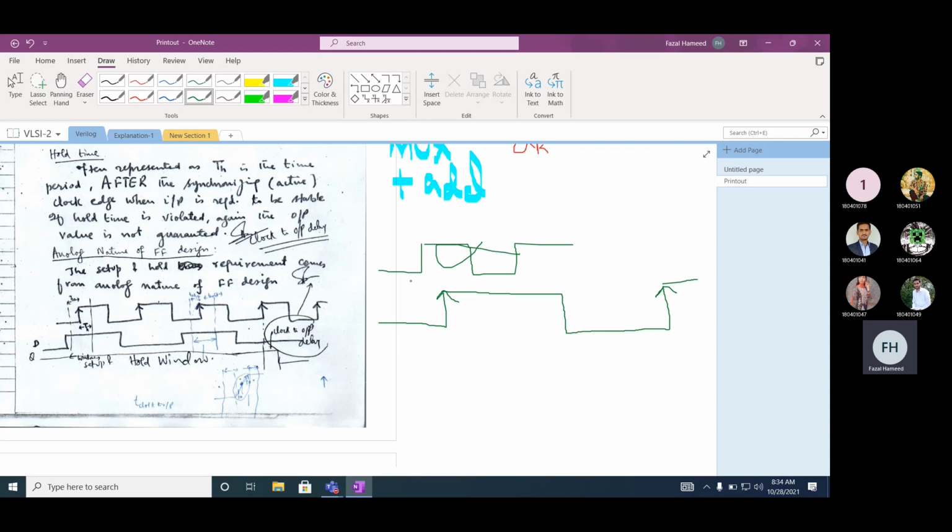Now this D must be stable within some window, called the setup and hold time window. Now I will draw this window in red. This window is called the setup and hold time window. Now what is the setup time? This is on the left hand side. Can you see it on the left hand side?